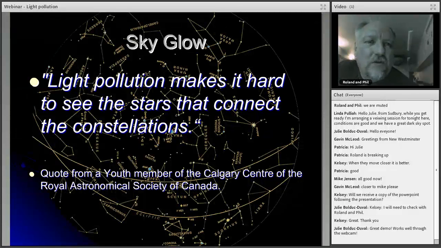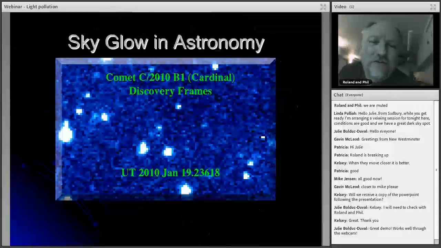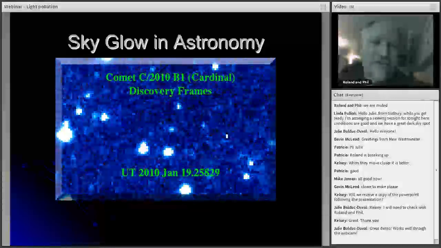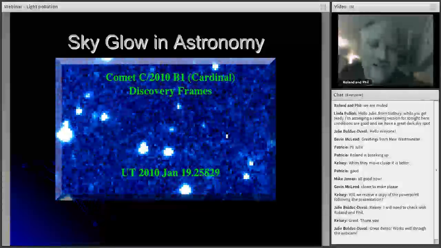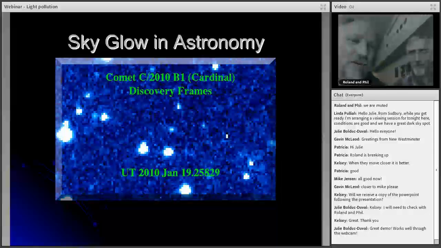So, still on sky glow. I love this quote. We had a youth member a number of years ago who made this observation. Light pollution makes it hard to see the stars that connect the constellations. And it is so true. And it's not just true for humans, though. And it is true for astronomers, though. And let's go for another interlude here from Dr. Phil, the real astronomer in the crowd.